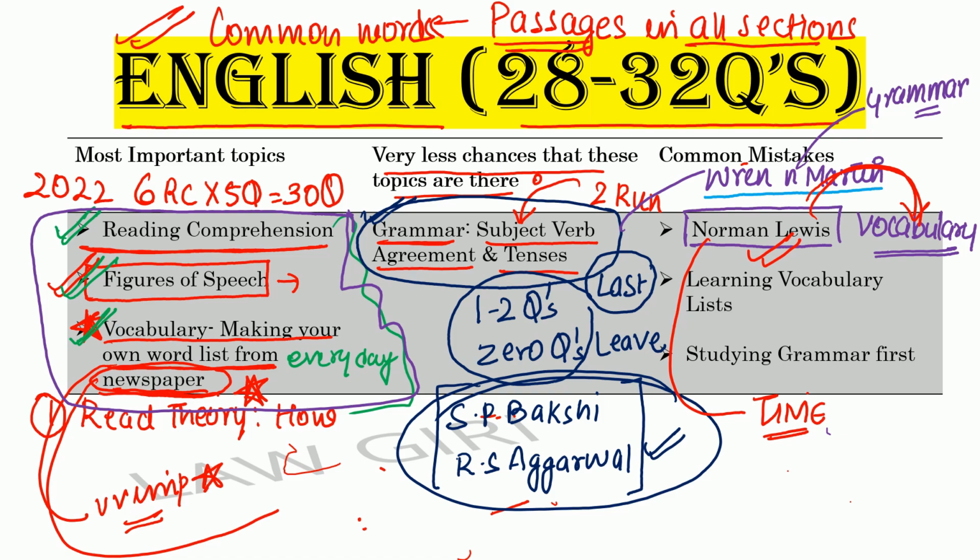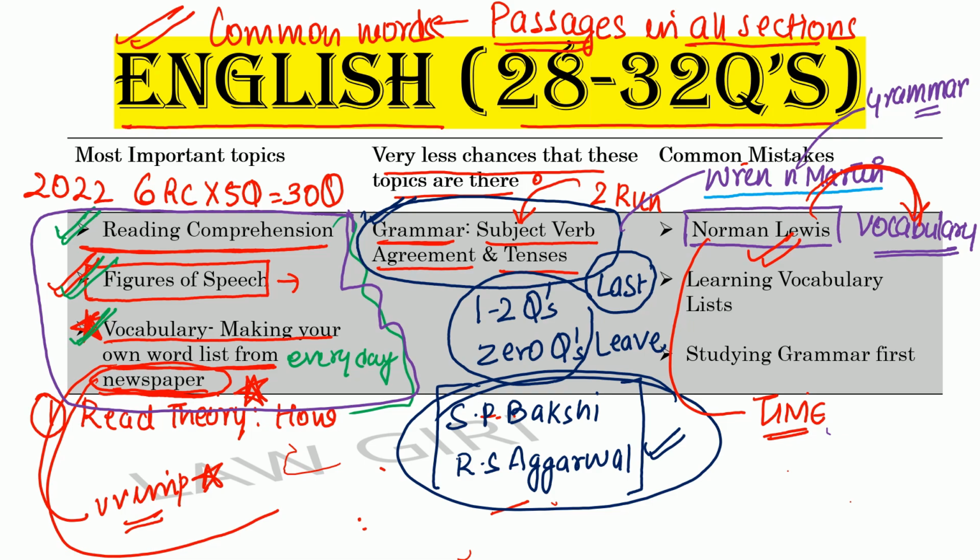So Norman Lewis is a static book. It does not change according to time. But your newspaper is changing with whatever is happening in the world, and they use those particular words. For example, in the 2021 exam, there was a passage based on inoculation. Inoculation is vaccination, and if someone was reading the newspaper back then in 2020, vaccination was being talked about everywhere, and the newspaper was using the word inoculation again and again.